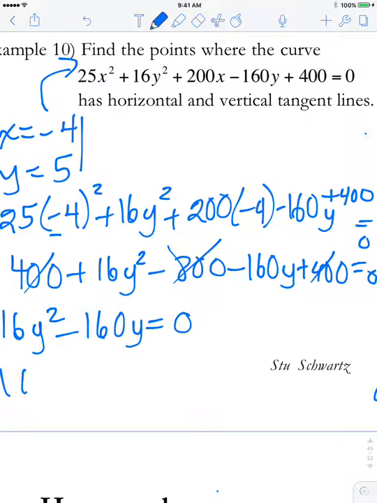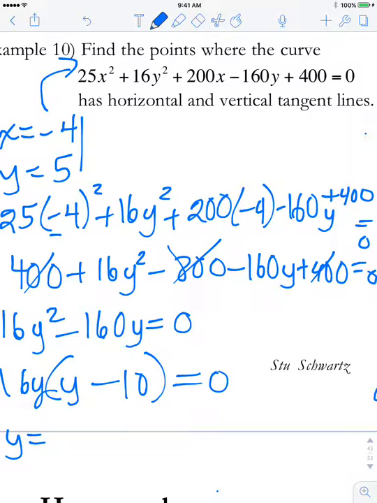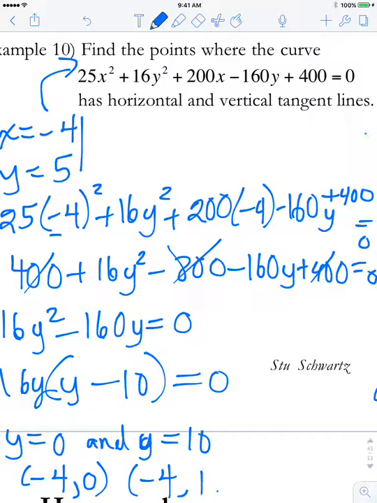So I can factor out a 16y, and I'm left with y minus 10. So 16y times y minus 10 equals 0, and y equals 0, and y also equals 10. So the ordered pairs for a horizontal tangent are at the points -4, 0 and -4, 10. So at these 2 points, I'm going to have horizontal tangent lines.